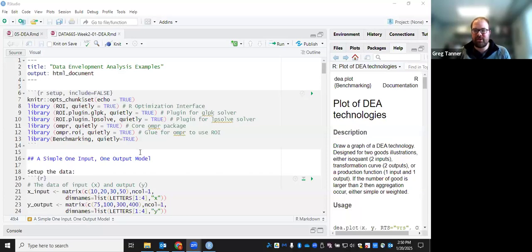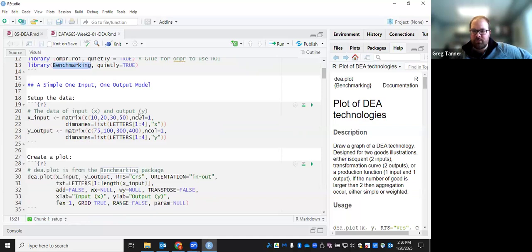Okay, another DEA video. This video will focus on some DEA code in R. All the code that we'll be using focuses on this benchmarking library in R. So some of the code that I showed you in a previous video, a simple one input, one output model.